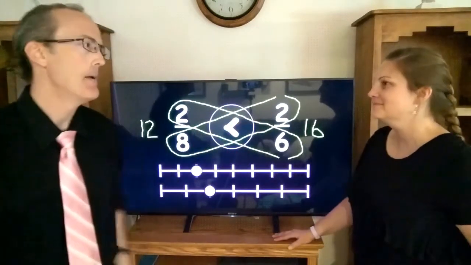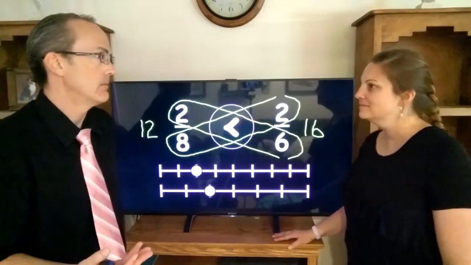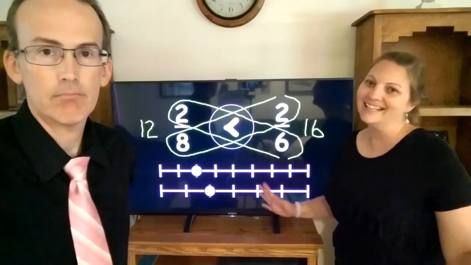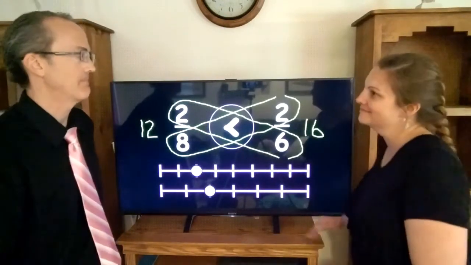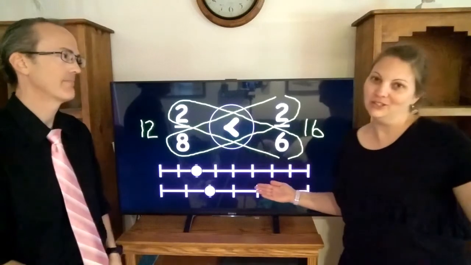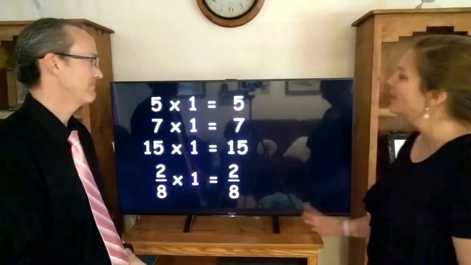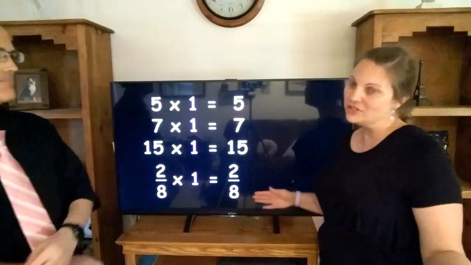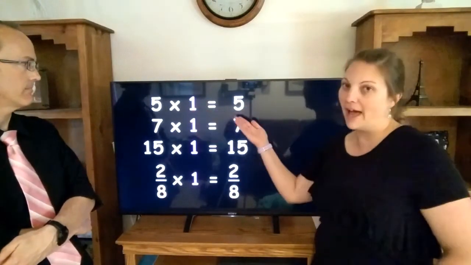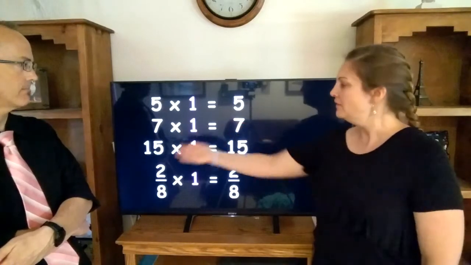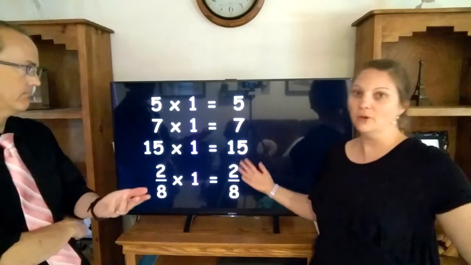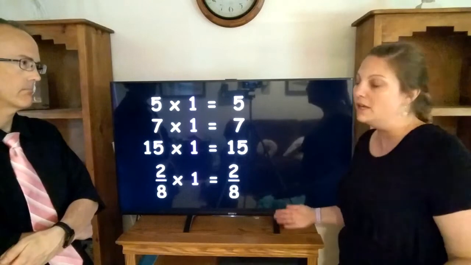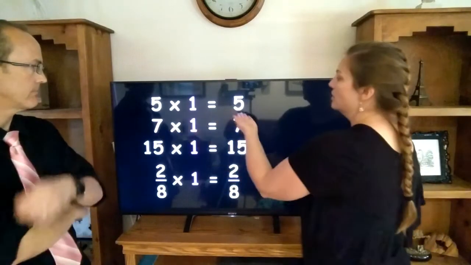Why does it work? That's just what they told me on the internet. Internet? Back it up. Okay, I'll explain why this works. Anytime you multiply by 1, you get the same number you started with. 5 times 1 is 5. 7 times 1 is 7. 15 times 1 is 15. 37 times 1 is 37.